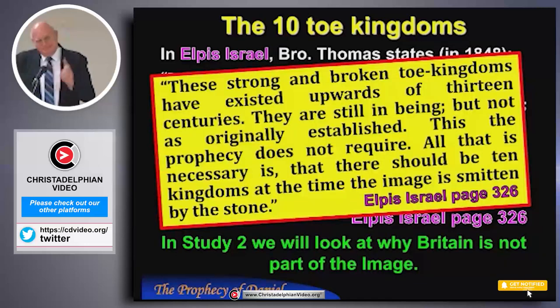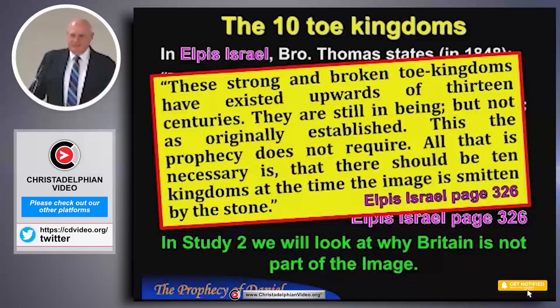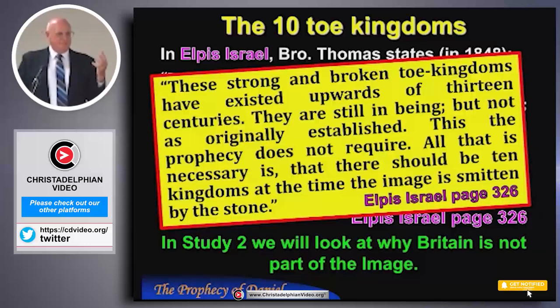stone. Now, I've had people come to me for the last 20 or 30 years saying, oh, you know, we've got 27, 28 nations of the European Union. Does it have to be 10? Yes, it does, because that's what the scripture says. You can have 158 nations in the European Union, and it's still going to be 10 at the time the image is destroyed. So let's accept the scripture simply.